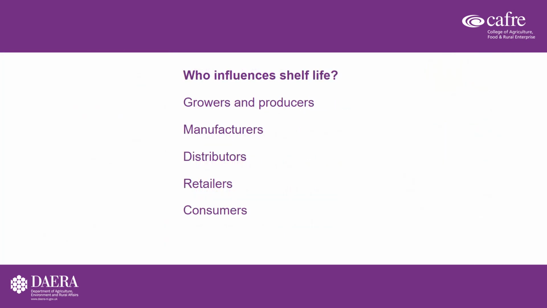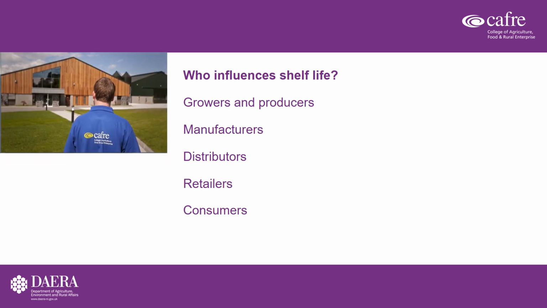A number of individuals and groups have an influence on the shelf life of a product. Growers and producers have an important role to play. Quality inconsistencies or variation of the raw materials they provide can make it difficult to make a consistent final product. Raw material specifications can help maintain consistent quality and reduce these variations, leading to a more controlled shelf life.